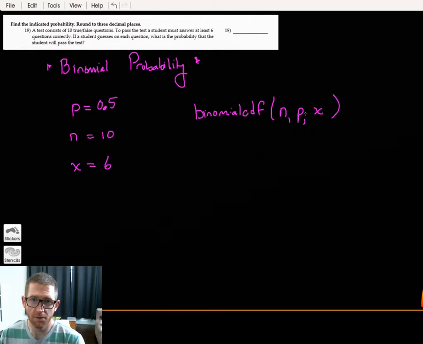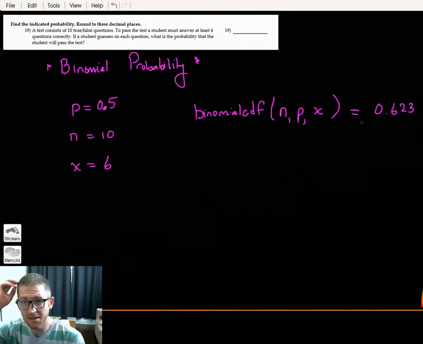So if you run binomial CDF with a sample size of 10, probability of 0.5, and x equaling 6, you will get, for this specific problem, 0.6... Oh, I forgot the decimals now. About 0.623. Okay, just about that.